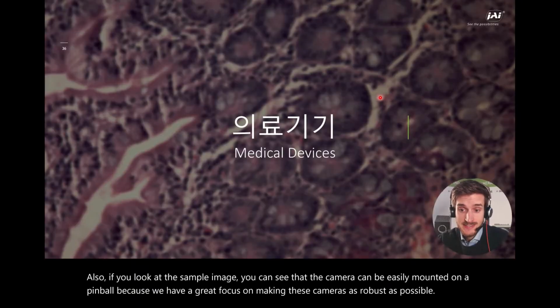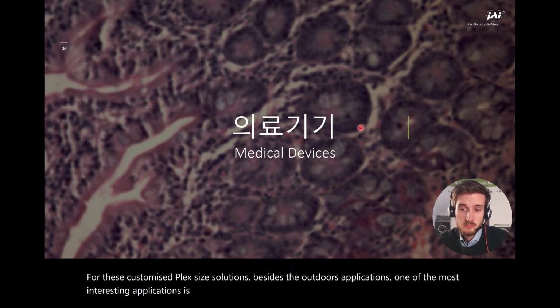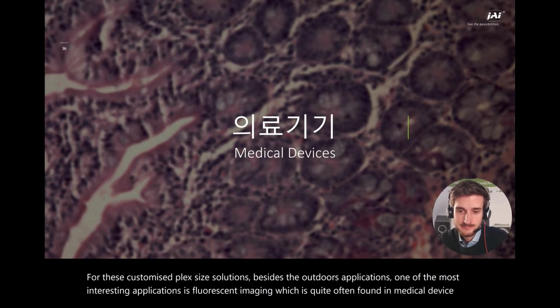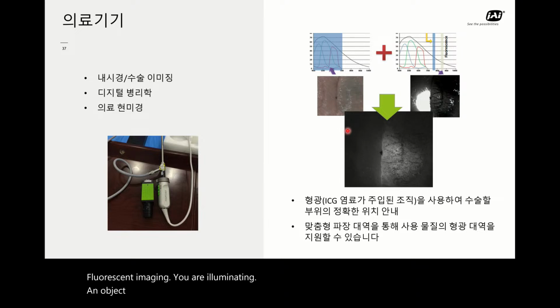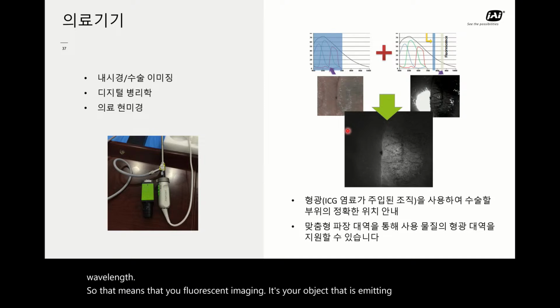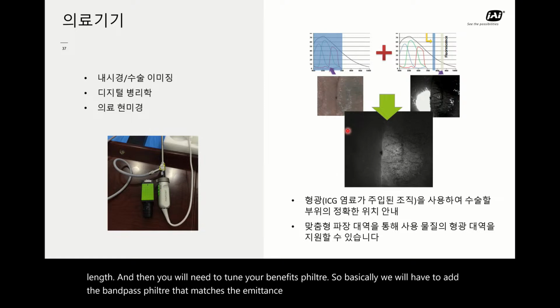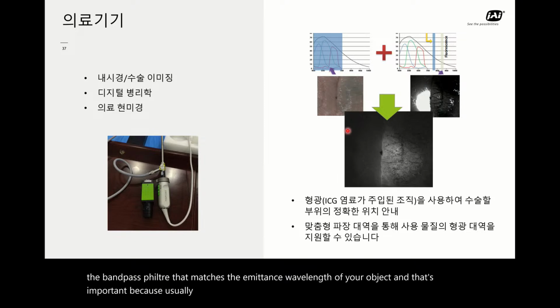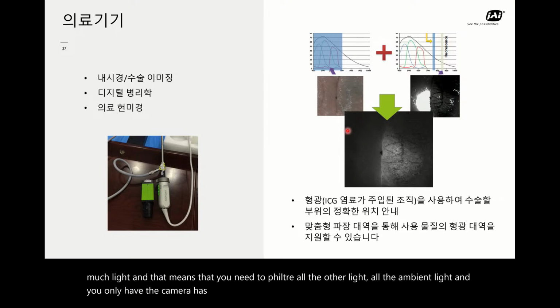For these customized FlexEye solutions, besides the outdoors applications, one of the most interesting applications is fluorescent imaging, which is quite often found in medical devices. With fluorescent imaging, you are illuminating an object, a target, with a specific waveband, and that will emit light at a shifted wavelength. So that means that with fluorescent imaging, it's your object that is emitting at a specific wavelength. And then you will need to tune your bandpass filter. So basically, we will have to add a bandpass filter that matches the emittance wavelength of your object. And that's important because usually fluorescent emittance is not too strong. It means you don't have much light. And that means that you need to filter all the other light, all the ambient light, and the camera has to focus only on the specific emittance wavelength.